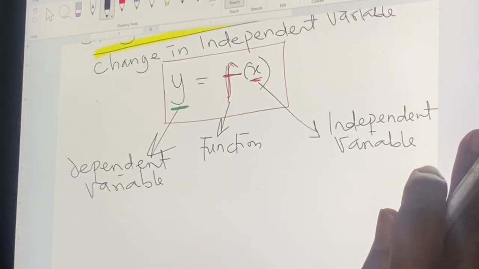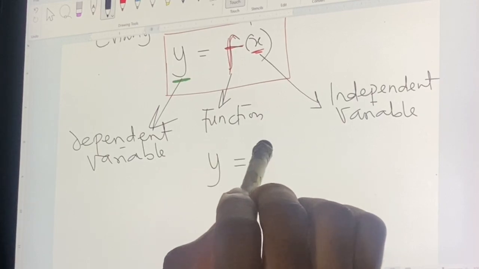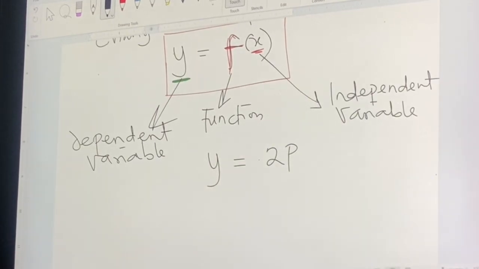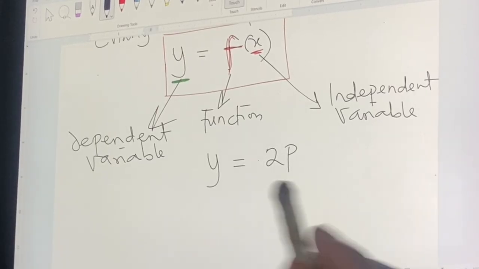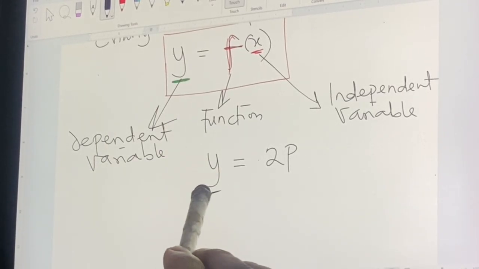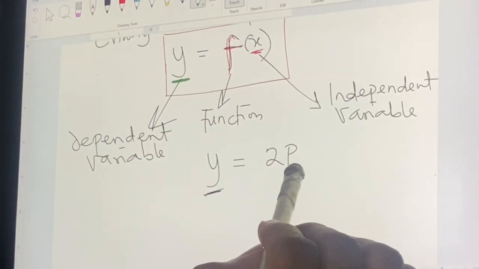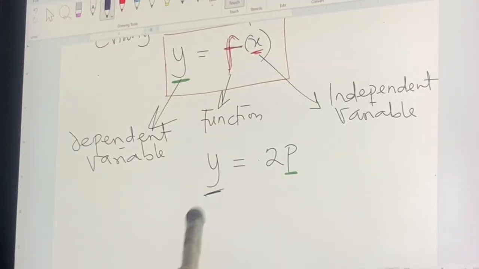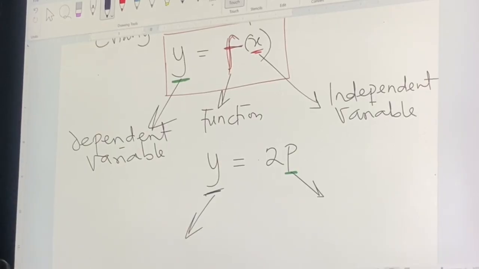So if I have something like y is equal to 2p, of course, we have a letter at the left hand side and a letter at the right hand side. The letter at the left hand side is the subject letter. Remember, subject of formula. While p here is not the subject letter. So this subject letter will be called the dependent variable, while this one will be called the independent variable. So this is how we identify dependent variable and independent variable.